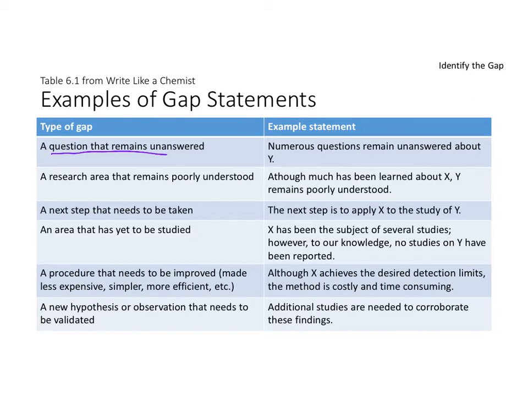So you could say, numerous questions remain unanswered about whatever the subject is. Or if there's an area that has yet to be studied, maybe you could go with something like, these related topics X have been the subject of several studies. However, to our knowledge, no studies on Y, the current topic, have been reported. You can read through these different types of gaps and their example statements. You don't have to use the exact wording, but it gives you some good ideas of what types of statements you may come across.